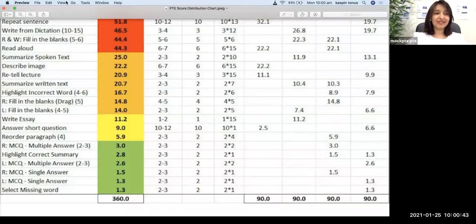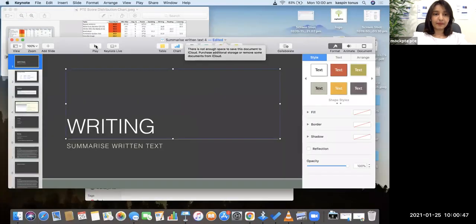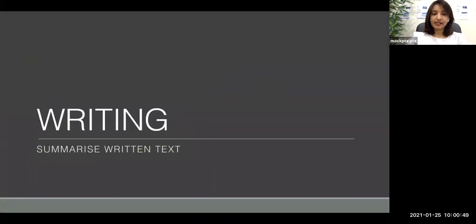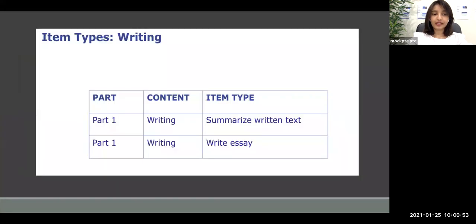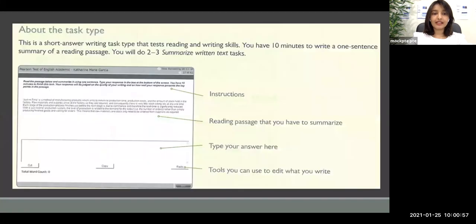Okay, so now let me go into the details of this task. This is Summarize Written Text, the first task in your writing module. This is how the screen is going to look in the exam.